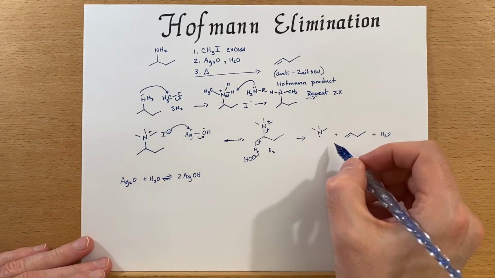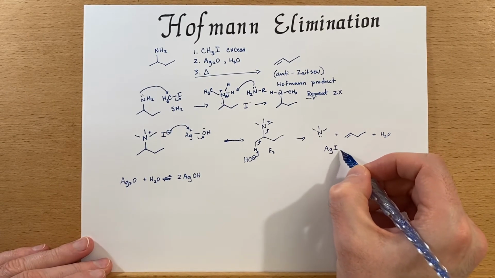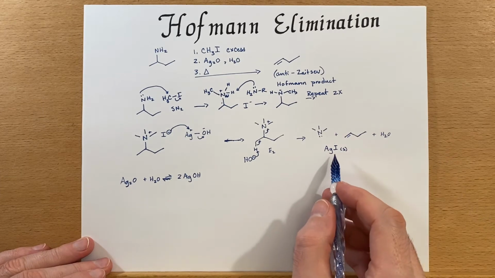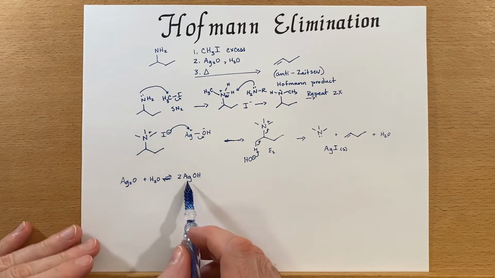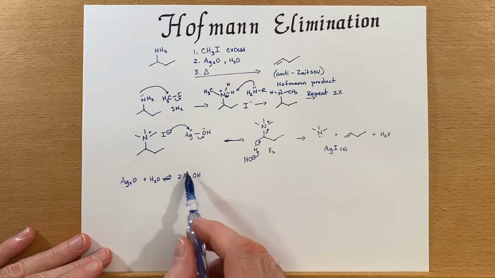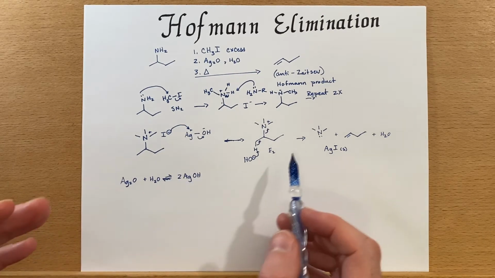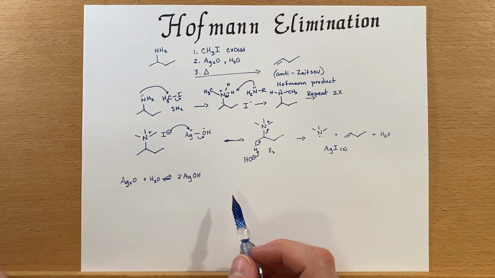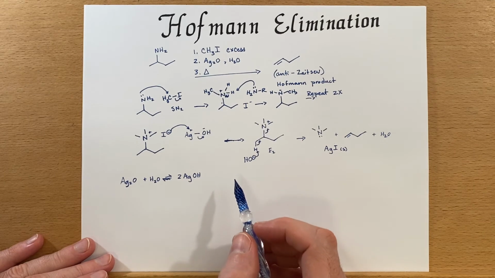And of course, we'll also have silver iodide precipitating out of the solution. And that precipitation is going to remove silver from this side of the equation, drive this equilibrium forward so the reaction happens in a reasonably timely manner. And then, of course, we'll also be heating it to help promote this.